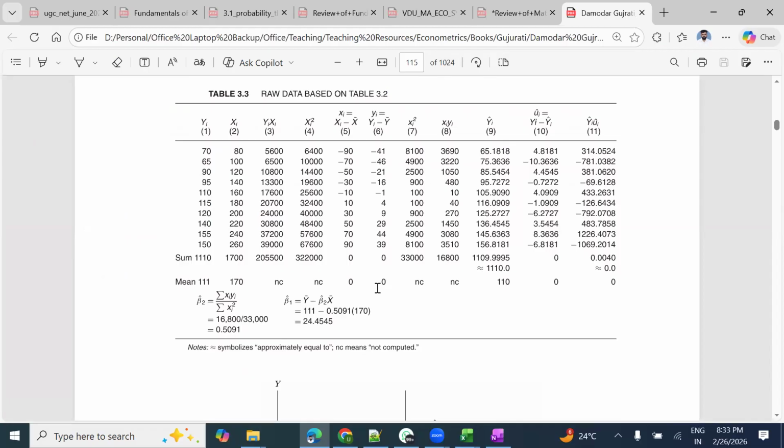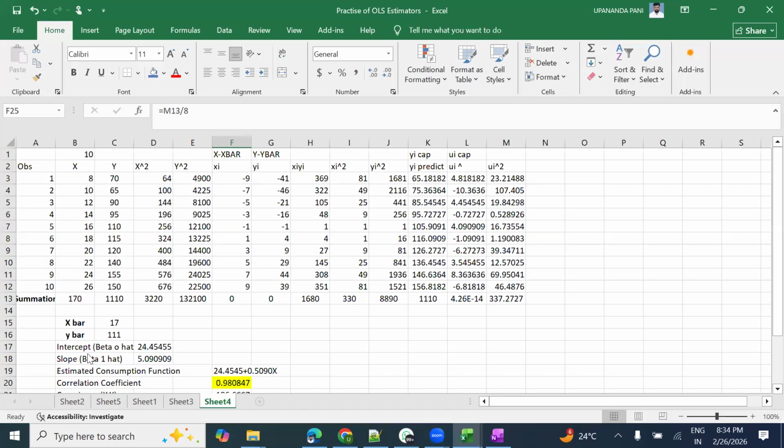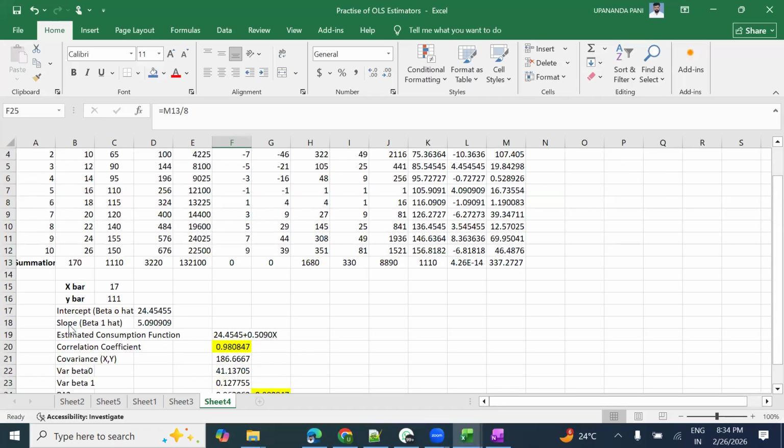Slope, beta 1 hat. I mean, beta 2 hat basically. No, in the Excel it is written beta 1 hat. Yes, not beta 2 hat. In slope, I have written clearly slope. Is the slope independent of change of scale or not? Let's see. It will not be independent of change in scale.